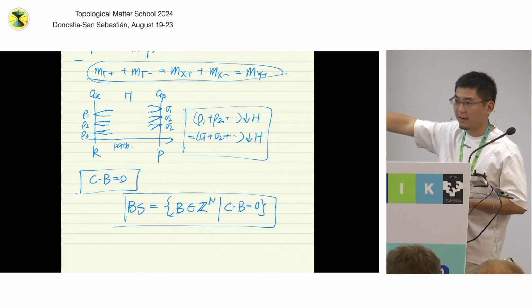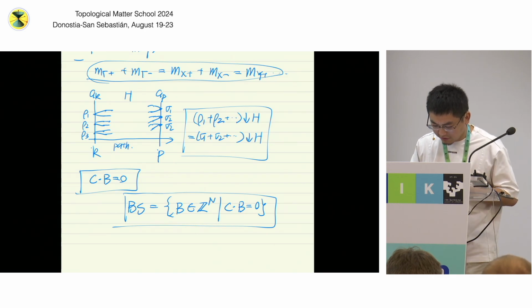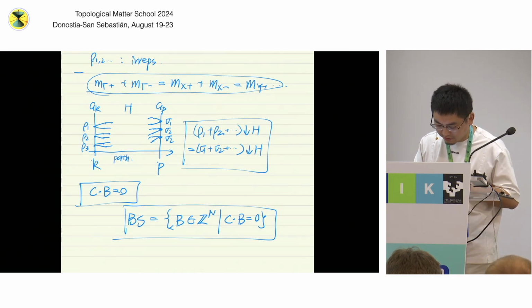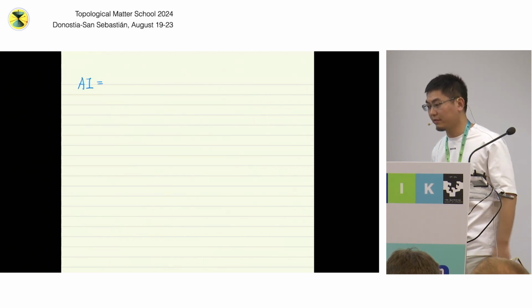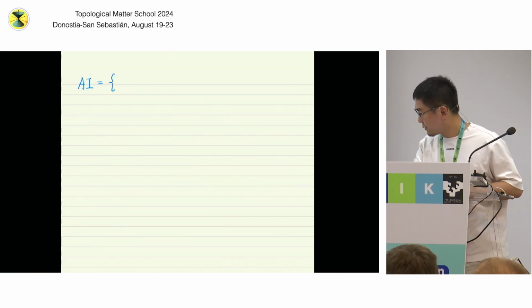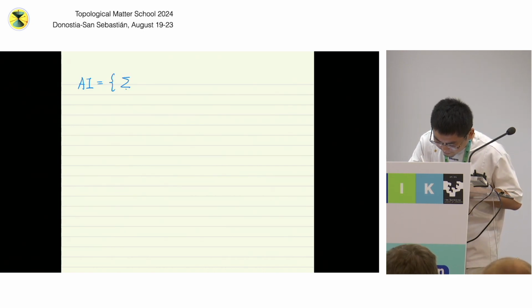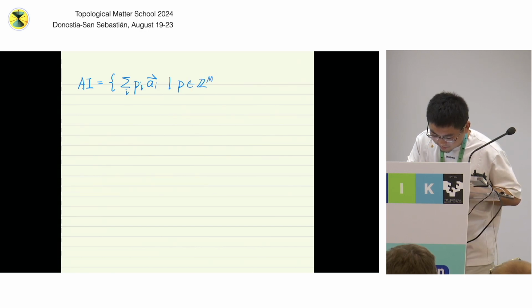Let's say it's the collection of all the band insulators. So this is a first set we need to make use of. And we could also define another set called the atomic insulators. It's given by Pi times AI, P belongs to Z to the M.